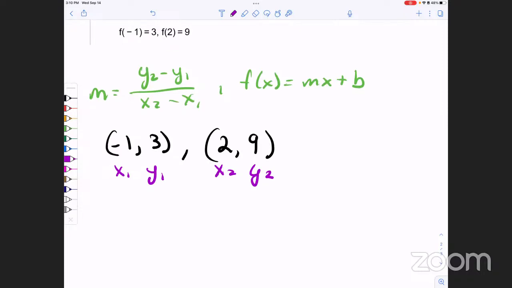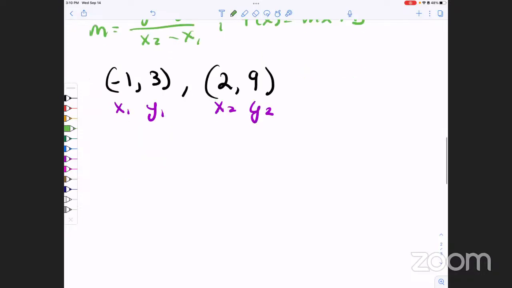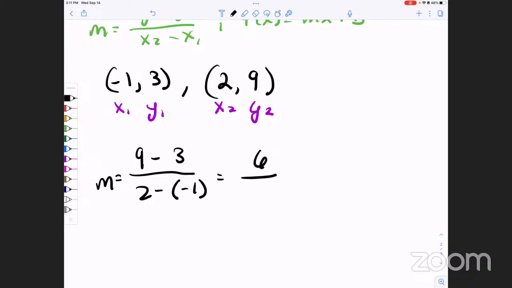Okay. So let's start by finding the slope between these 2 points. Our y2 is 9, y1 is 3, x2 is 2, x1 is -1. So on top we get 6, on bottom we get 3, so that's 2.